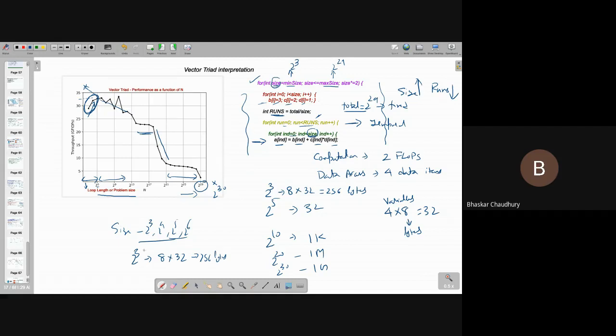So when you are doing a 2 to the power 3 problem, the complete data structure is in your L1 cache, because your L1 cache is in kilobytes. You are hardly using 256 bytes. If my calculation is correct, I'm doing it a little fast. If I make some mistake, you just let me know.